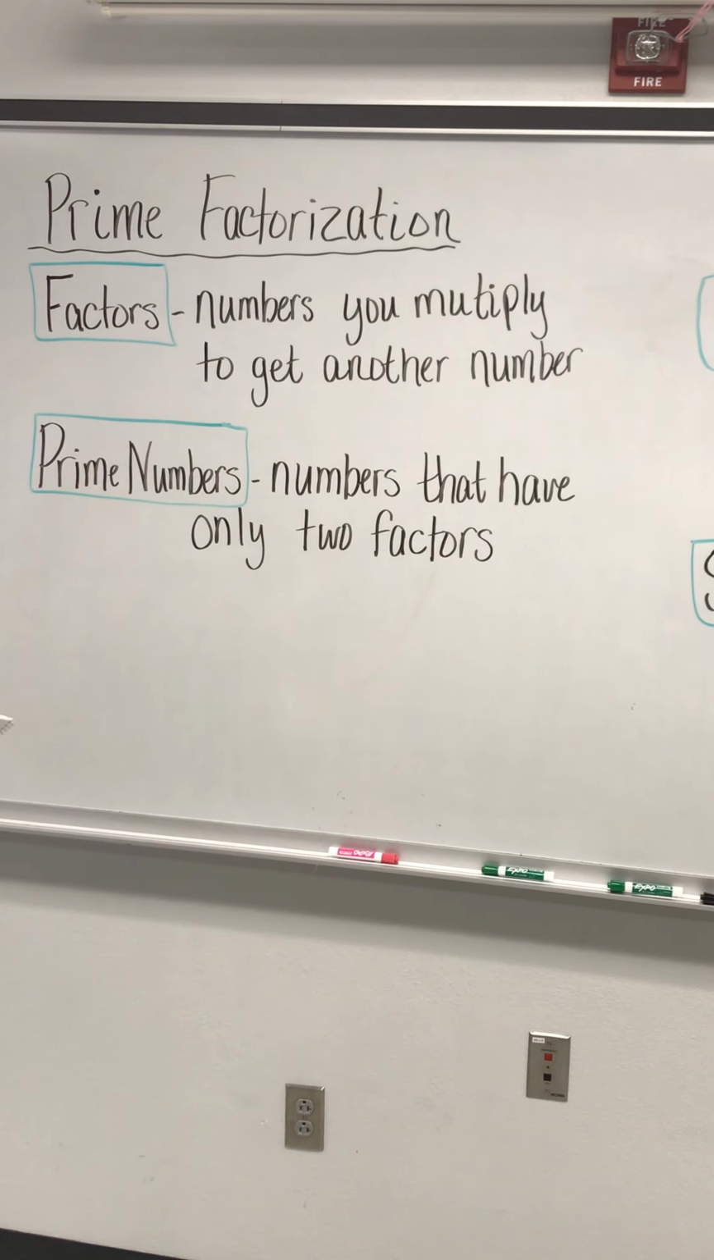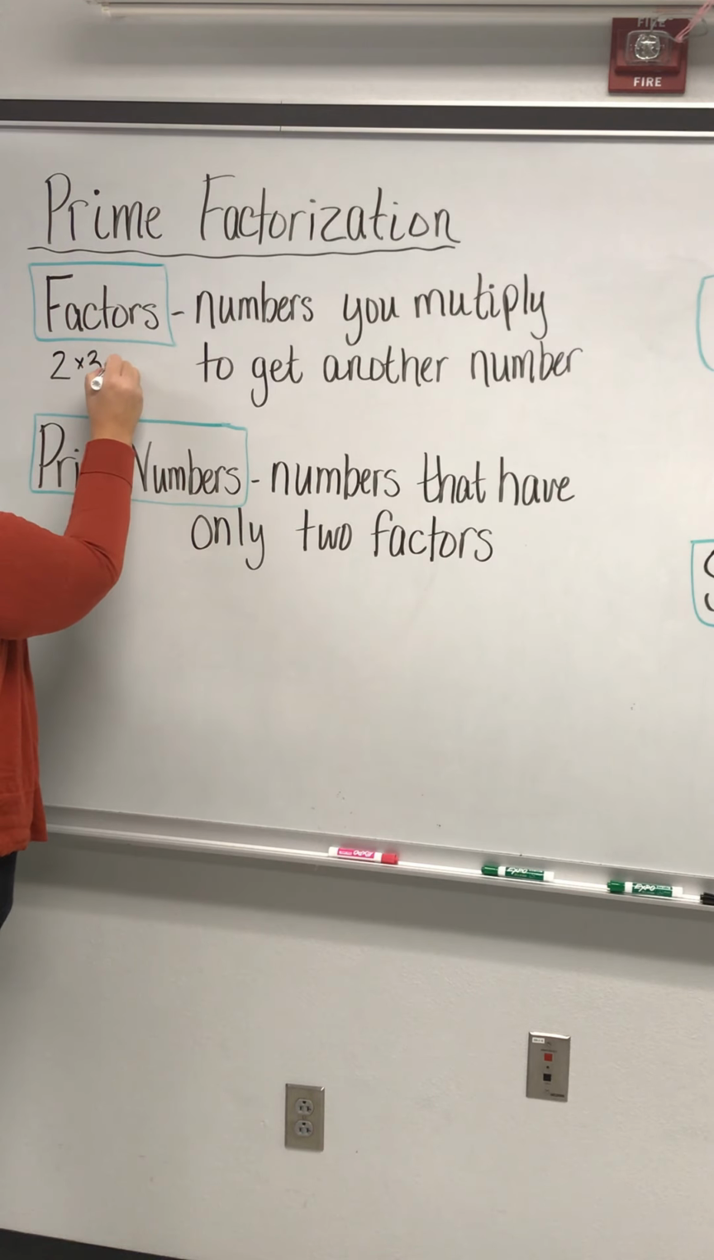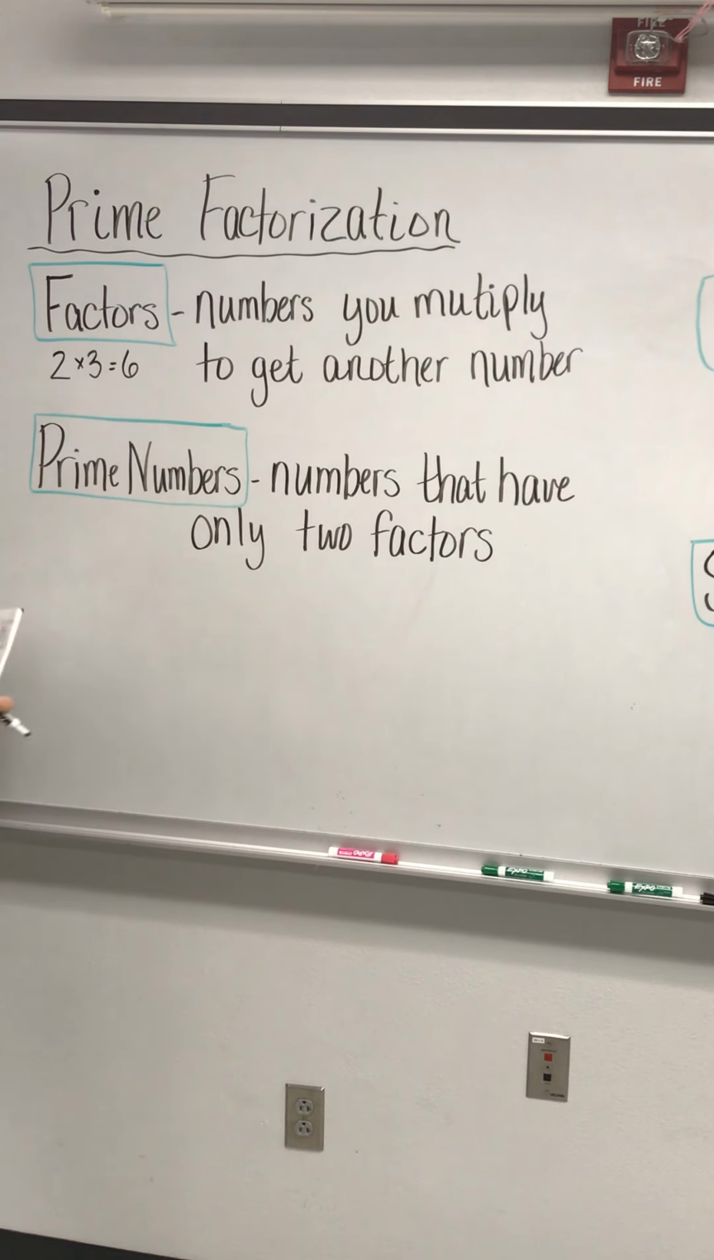Factors are numbers you can multiply to get another number, and you can pretty much take any two numbers you want and multiply them together. So here, for example, 2 times 3. I have two numbers multiplied together to get another number, 6. 2 and 3 are our factors.